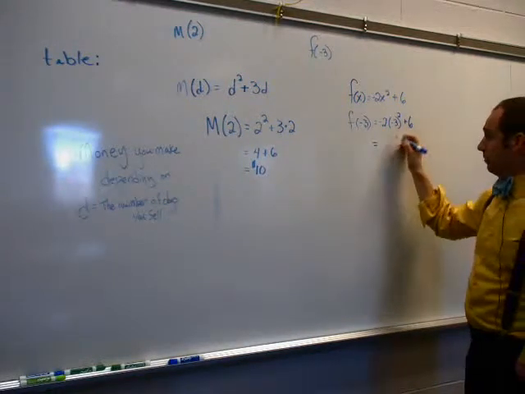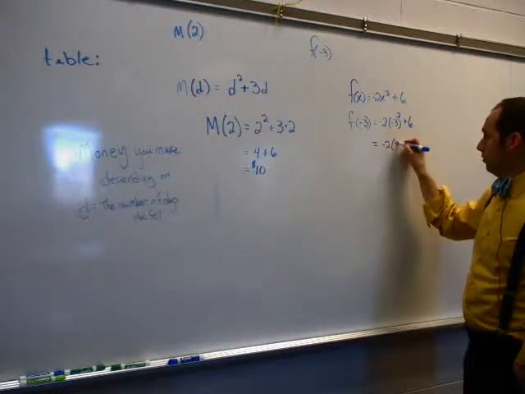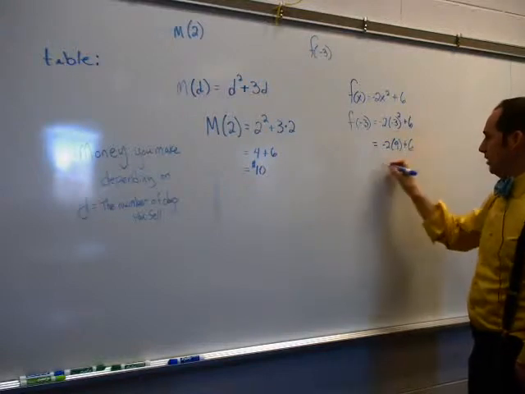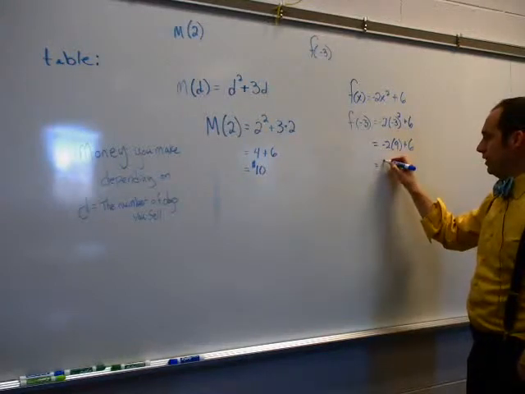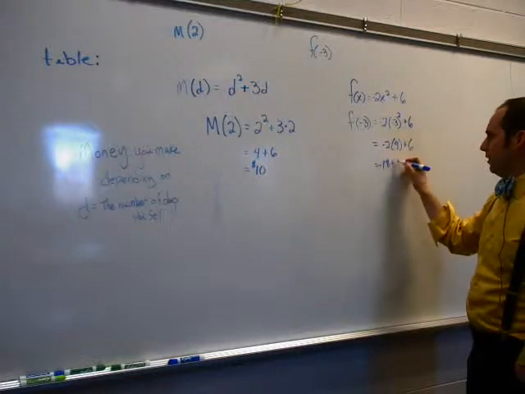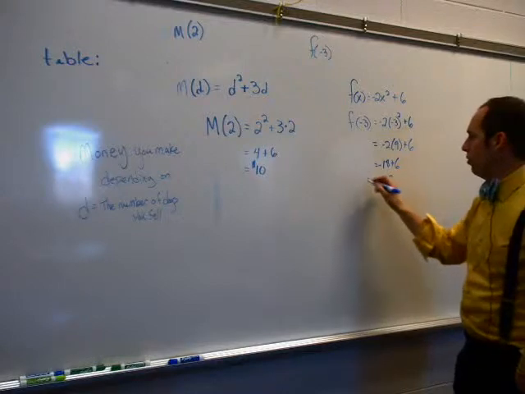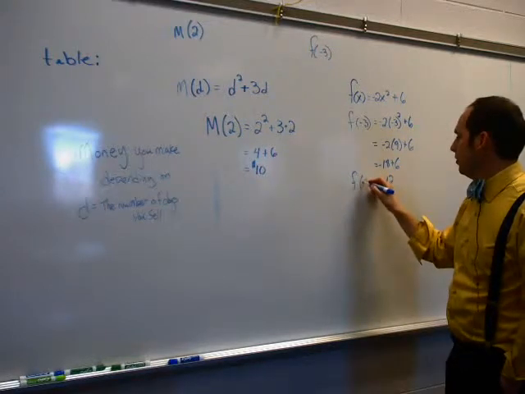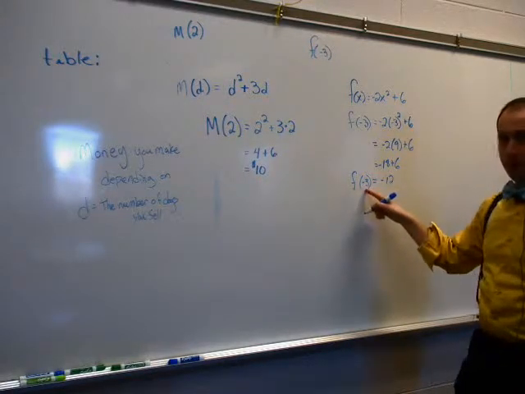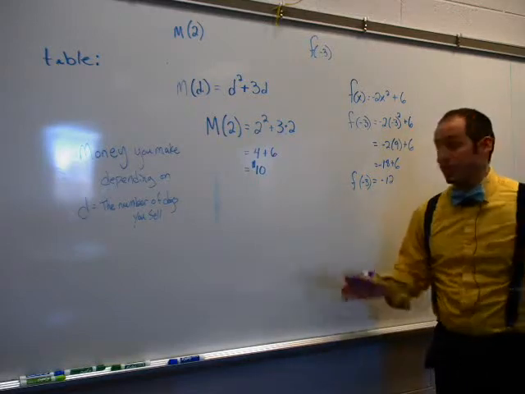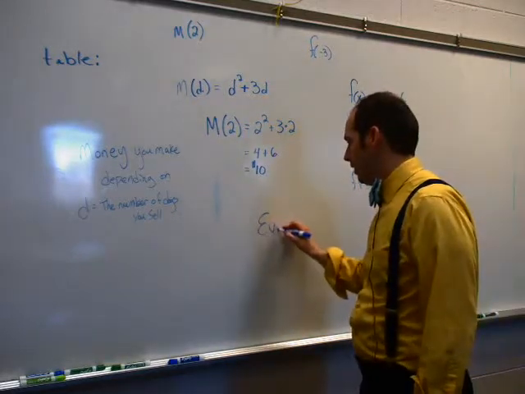-3 squared is 9. I'm just going to simplify it one step at a time so you can see every step. -2 times 9 is -18 plus 6, and then -18 plus 6 is -12. So the value of my function when x is -3 is -12. So this is an example of evaluating functions.